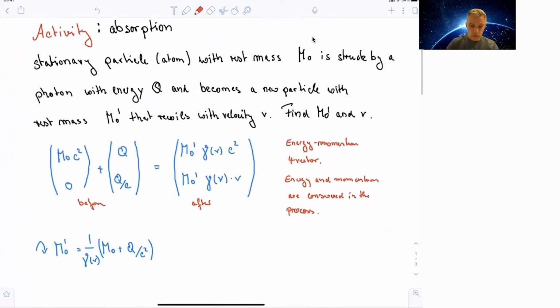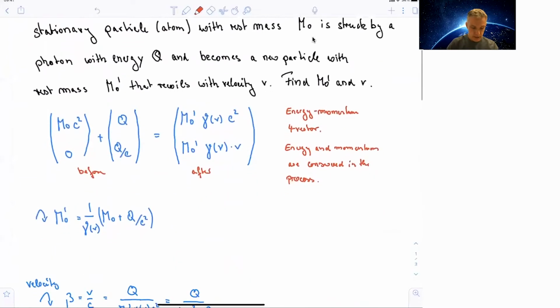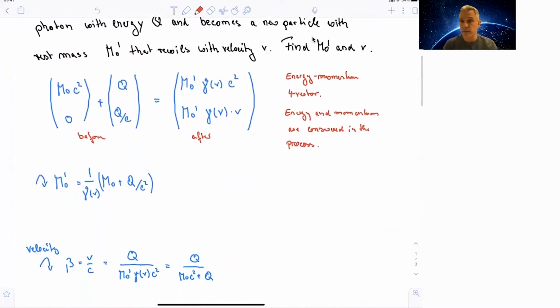So the way to work this out is by writing the energy and momentum equations. You can do this just with a 4-vector here. Even though we're not performing any Lorentz transformation in this part, you can just write down the 4-vector. And this needs to be conserved. Energy and momentum need to be conserved in this collision. All right, so we have the mass of this initial particle at rest, so the energy is m0 c squared. The energy of the photon is q. The momentum of the photon is q over c.